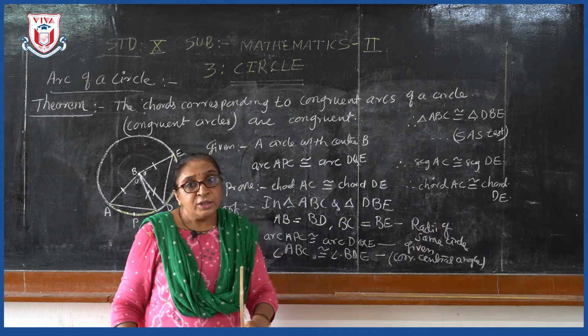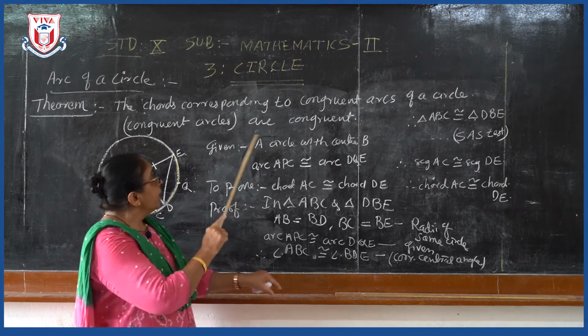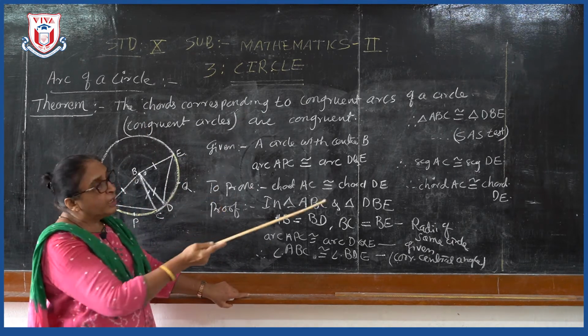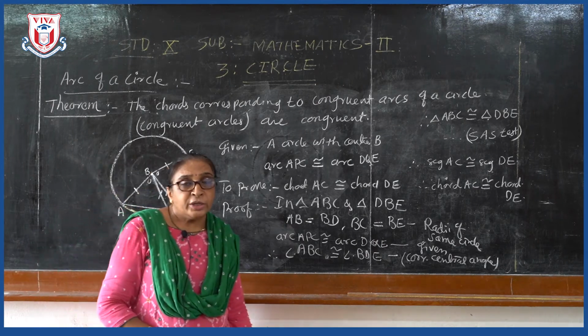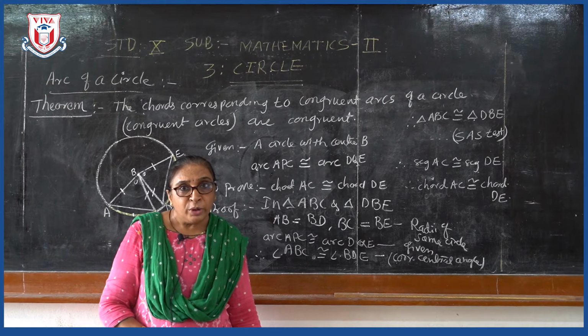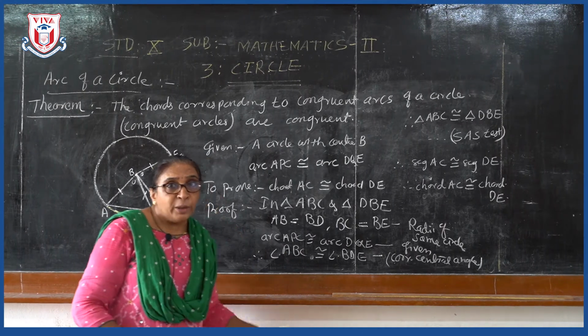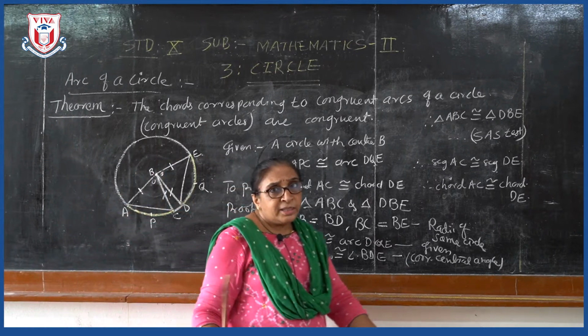Now the converse of this theorem, if you consider, just the opposite meaning of this: if the chords are congruent, then the corresponding arcs are also congruent. In that case, how can you prove it? See here, I am just making some differences.